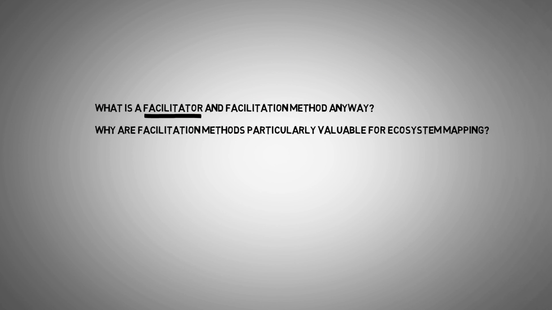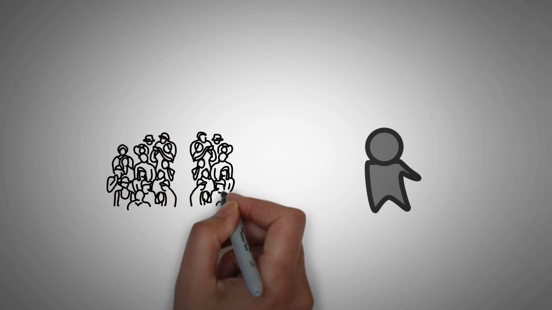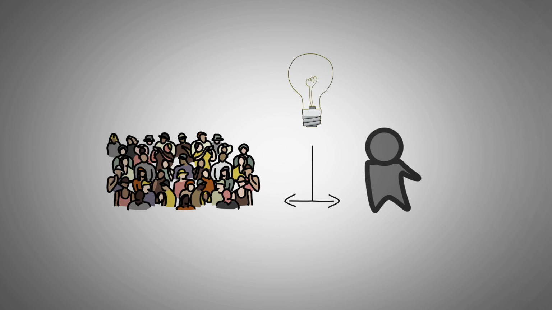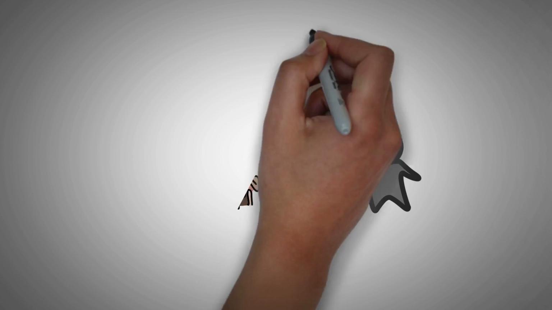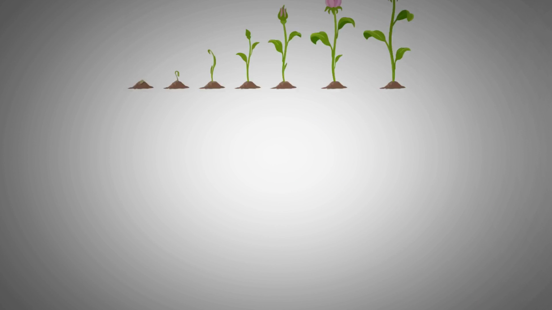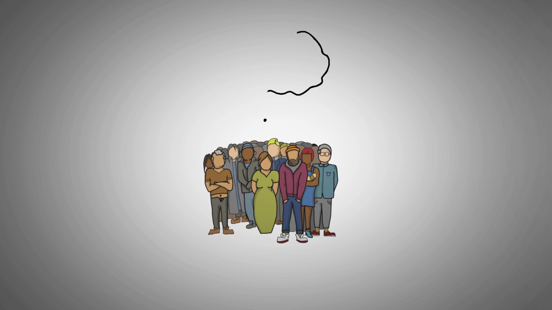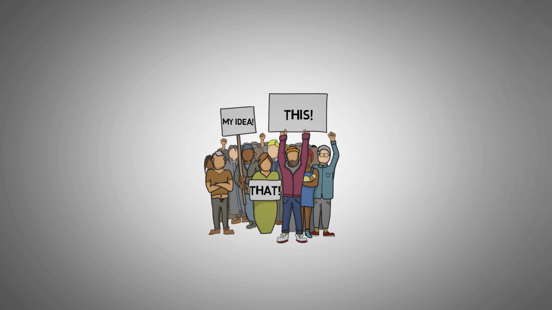What is the facilitator and facilitation method anyway? Why are facilitation methods particularly valuable for ecosystem mapping? As a facilitator, you should never initiate an exercise without a clear and in-depth understanding of what the participants are trying to accomplish. It is the facilitator's key responsibility to create a group process and an environment in which it can flourish. Remember, you are not teaching, but facilitating while paying attention to what the group says, where the consensus is, and where there are differences.